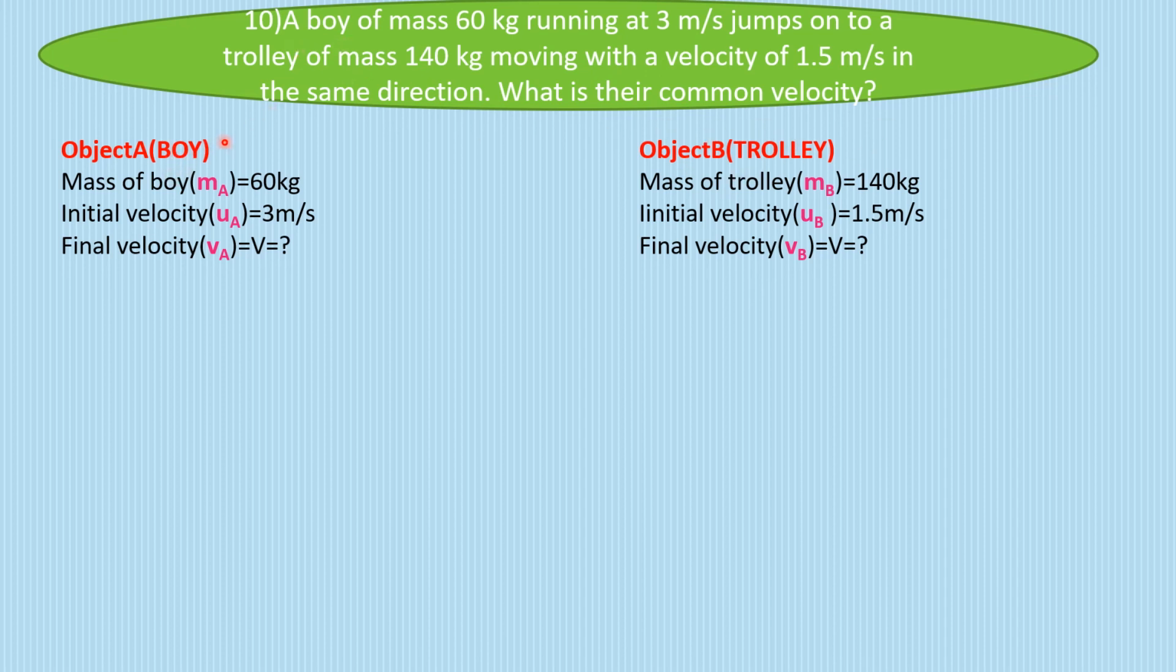So a boy. So object A is the boy. Of mass 60 kg. So the mass of the boy is 60 kg. Since this is A, we are writing the subscript as A. Running at this much, so it is running, that means its initial velocity. Jumps onto a trolley, so the trolley is another object whose mass is 140 kg, moving with the velocity of 1.5 meter per second. So it is already moving with the velocity, so that means it is initial. But see, they are mentioning the same direction. Since they are not in the opposite, but in the same direction, if we take this as positive, then this is also positive.